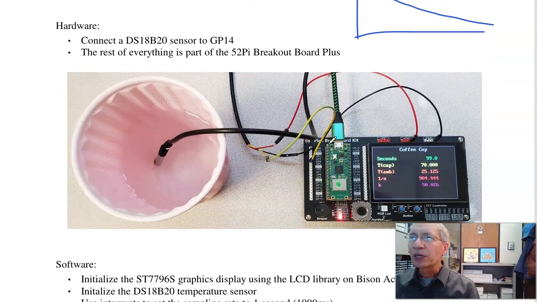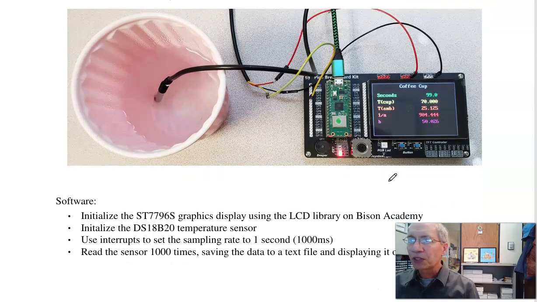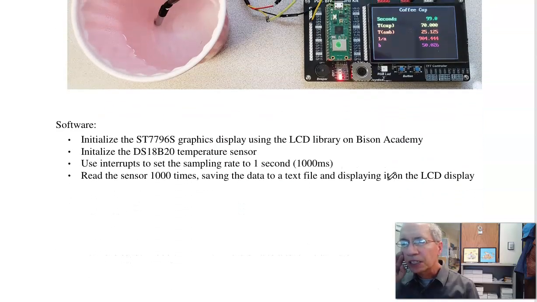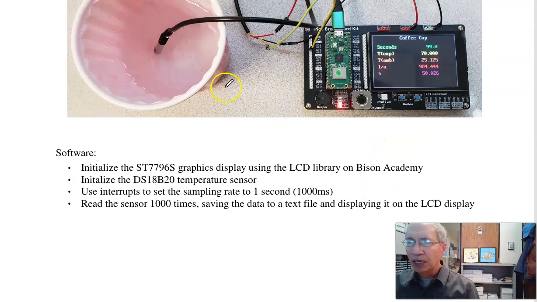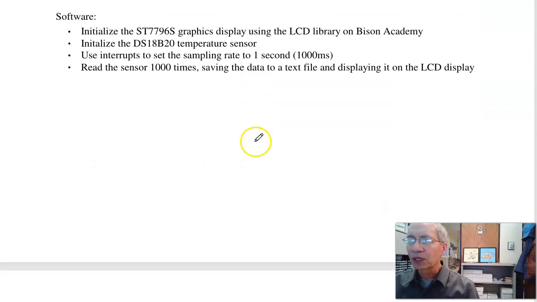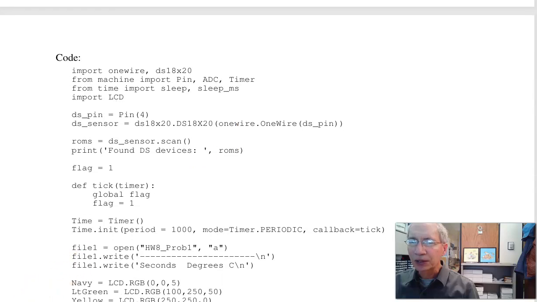So in terms of hardware, I just use a temperature sensor and a Raspberry Pi Pico board. In terms of software, I'll initialize the graphics display. I will initialize the temperature sensor, use interrupts to set the sampling rate to 1 second, and read the sensor 100 times, saving the data to a text file. So here's kind of what that looks like.